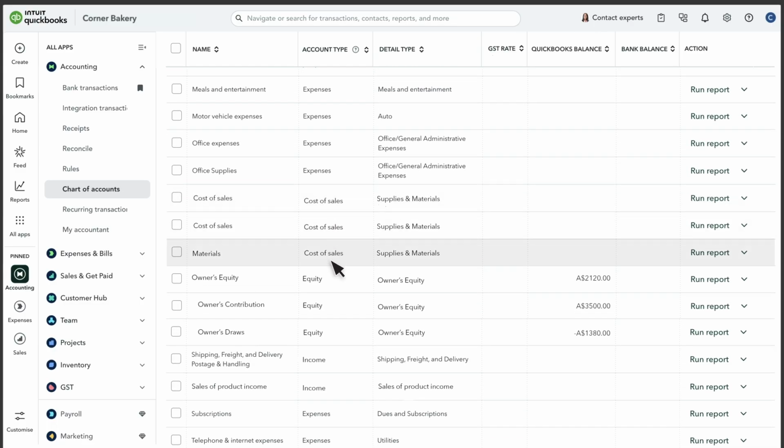Cost of sales and expense accounts, like office supplies, help you track your spending. These accounts don't have balances because they help you track the profit of your business for a specific time period. You don't usually want to see how much you've spent on office supplies since you opened your business. So instead, you can run a report to see how much you spent for a month or a year.